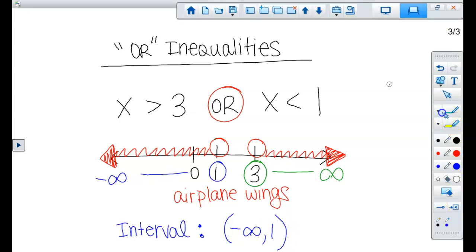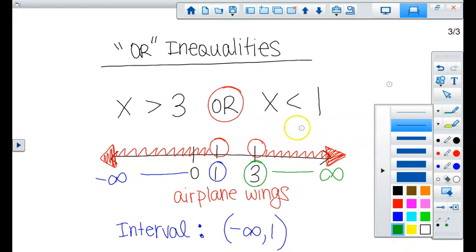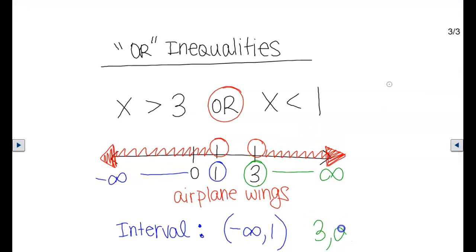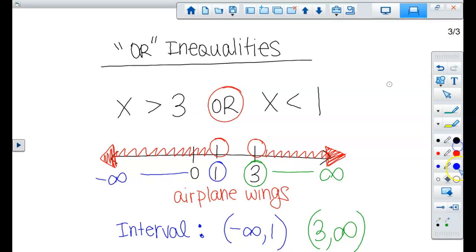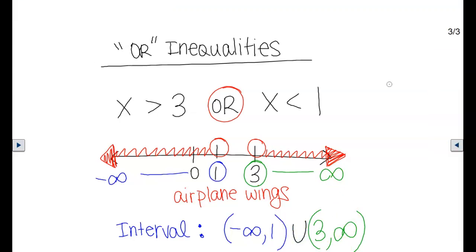Now I'll switch to my green, and I'm going to describe this ray, 3, comma, infinity. And that again would be parentheses and parentheses. Now, you have your two rays described. You've written the interval for each one. Your final step is to put a U in between those, and that U stands for union. What that means is the interval is both of those things together.